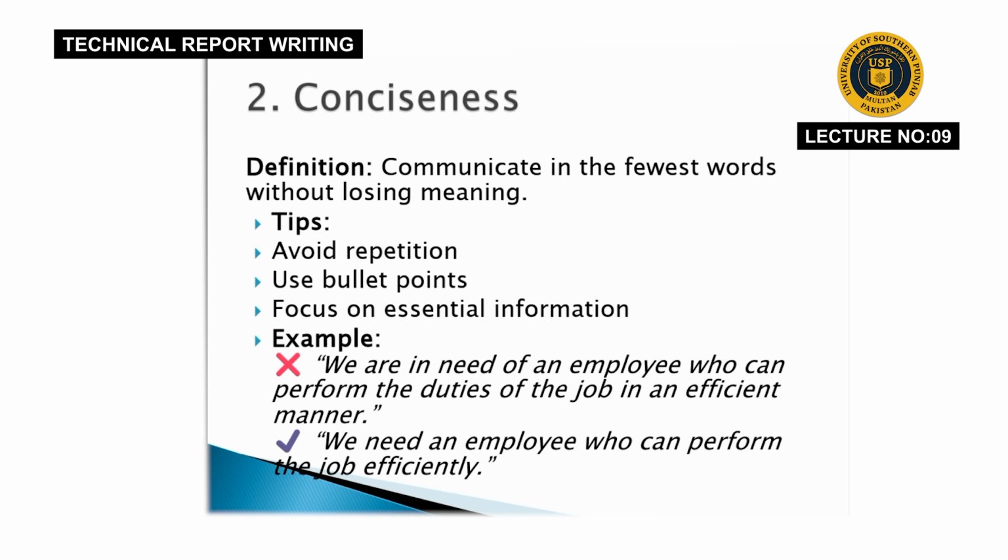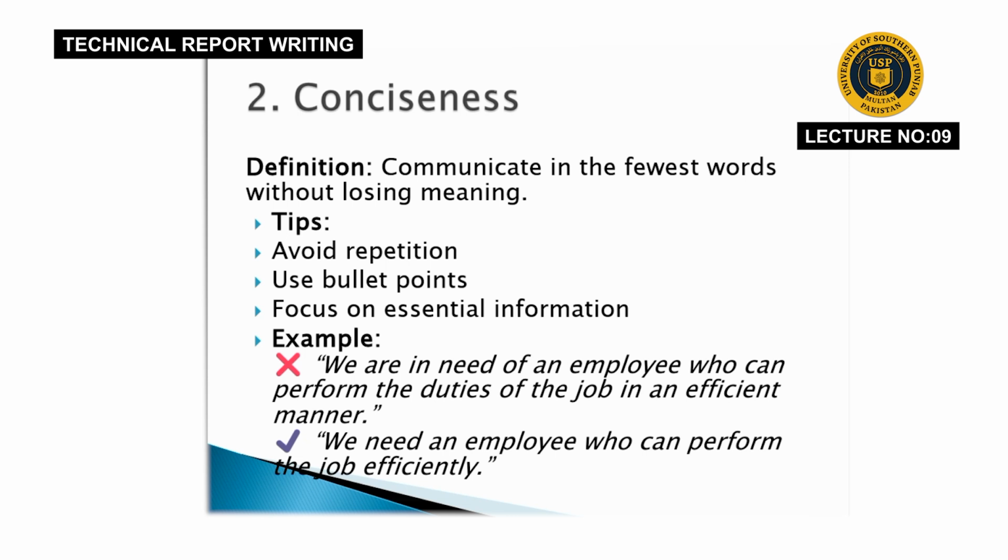The second C is conciseness. This refers to communicating your message in as few words as possible without losing meaning. Long-winded paragraphs, repetition, and unnecessary words can confuse the reader and make your report less effective. Tips for conciseness include: remove redundant words and phrases, use bullet points or numbered lists where appropriate, and focus only on essential information.